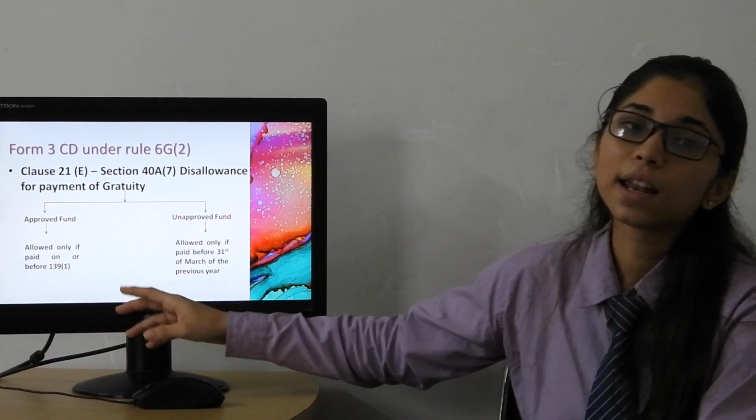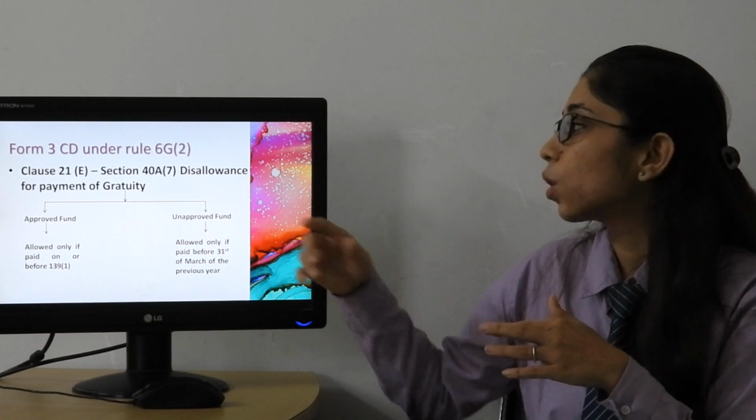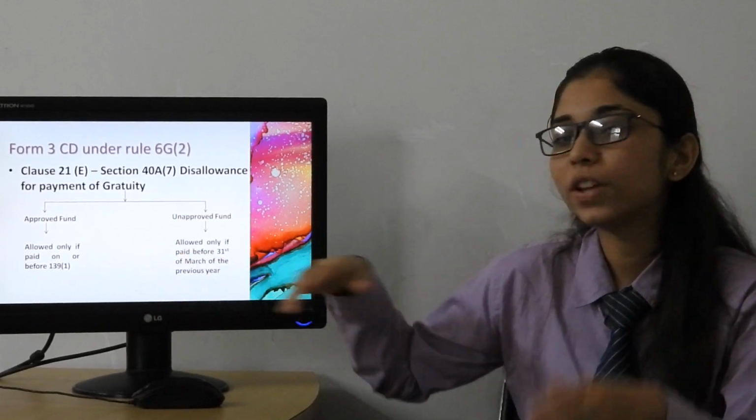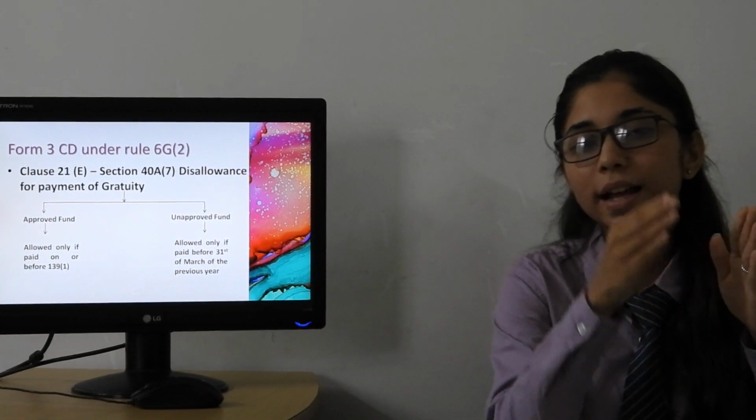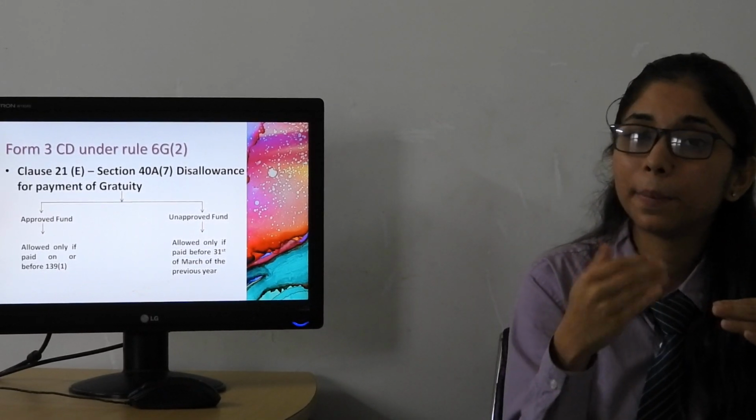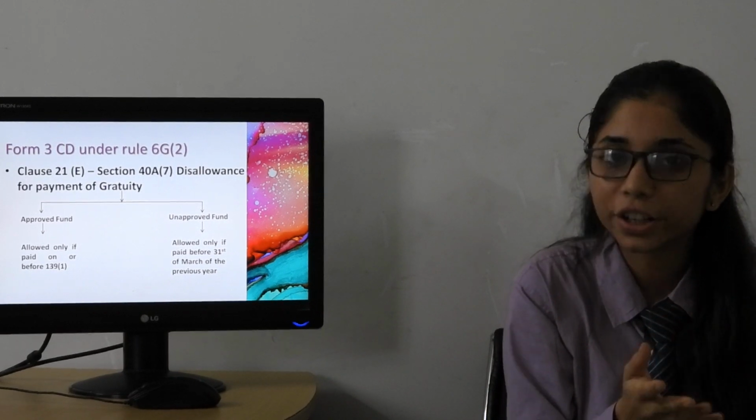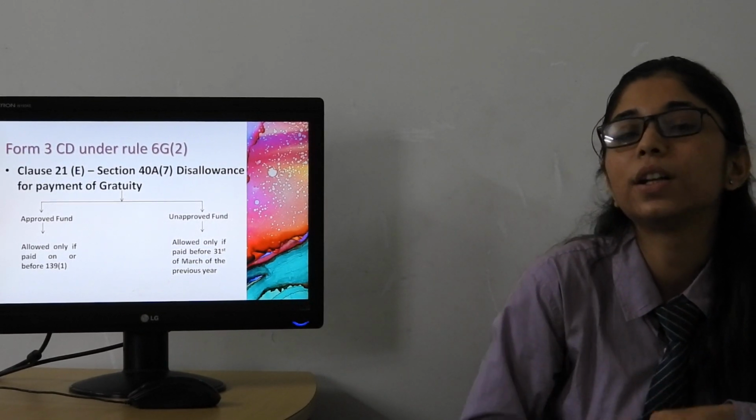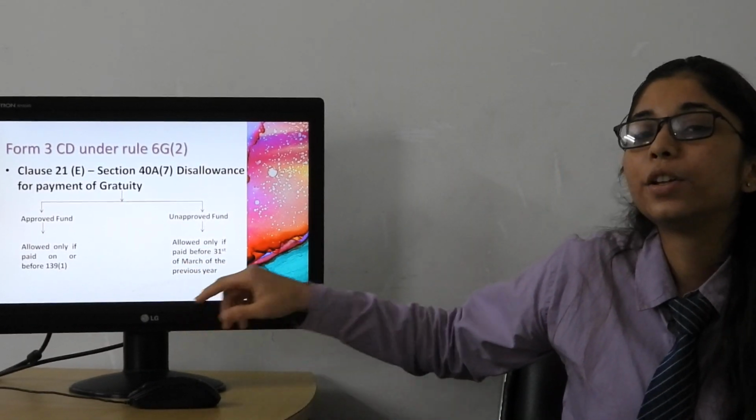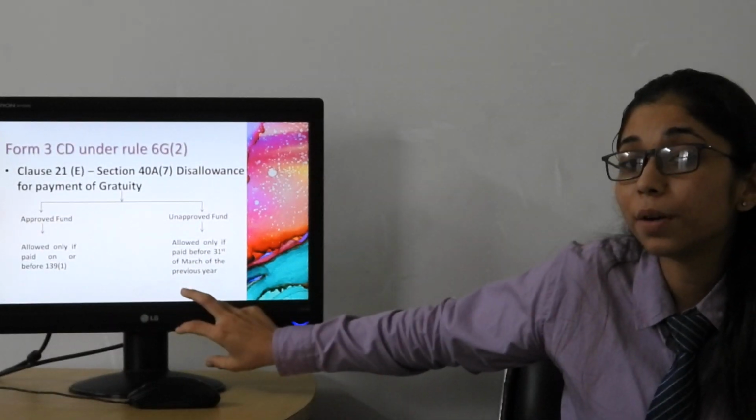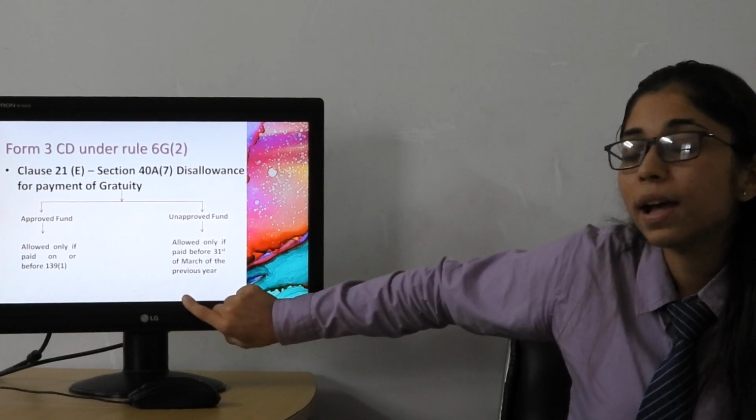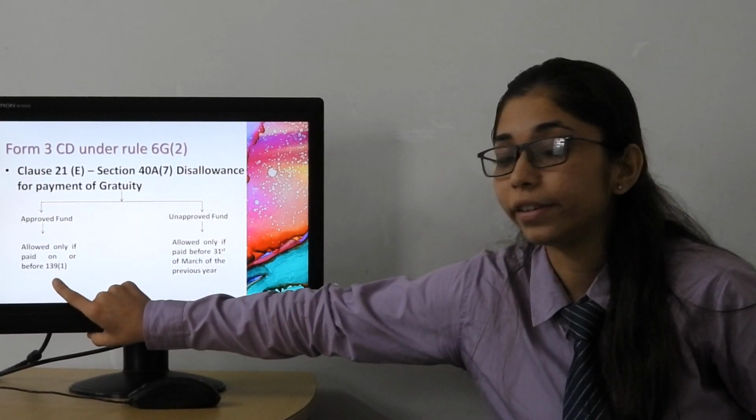Clause 21E, disallowance for the payment of gratuity. As such, clause 21F is also the same, 40A(7), which says that if the gratuity is accrued, then you might get a deduction if you have made payment on or before the due date of return filing, that is mentioned in section 139(1). And in case of an unapproved fund, you need to make payment of such fund before 31st of March of the previous year. This is a very important clause, as you don't get time till your return filing.